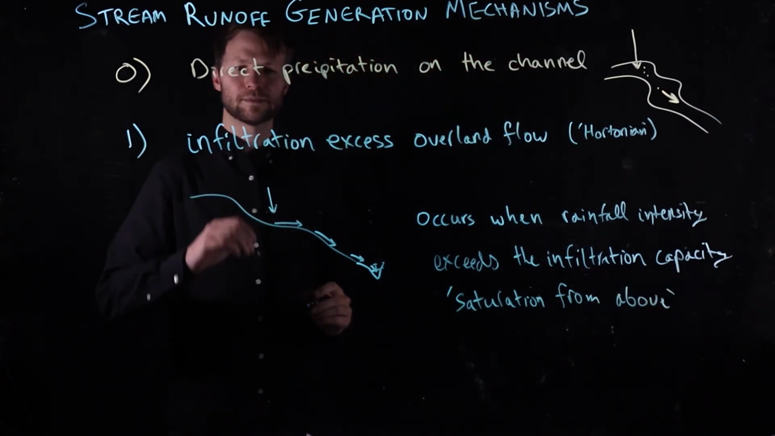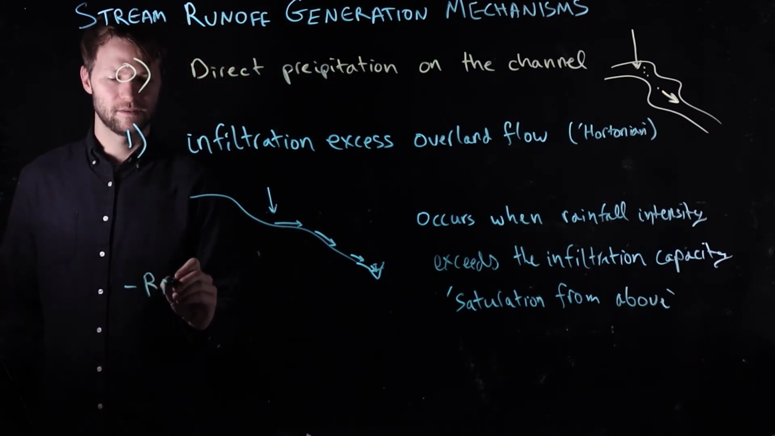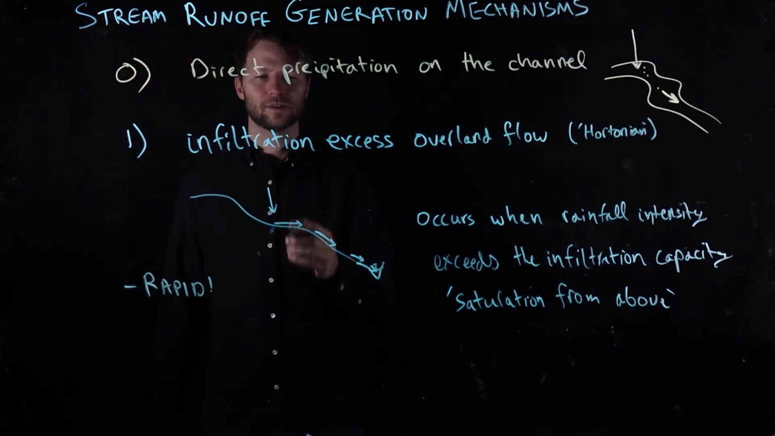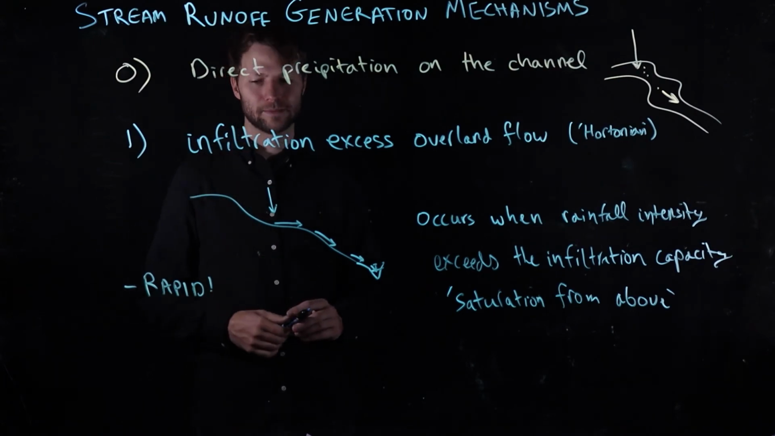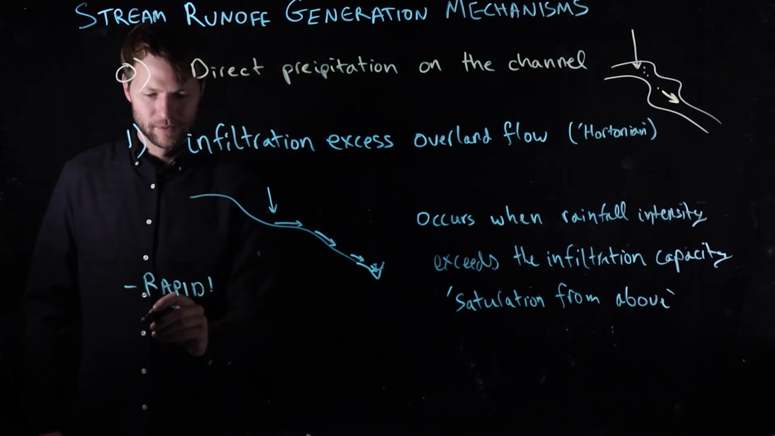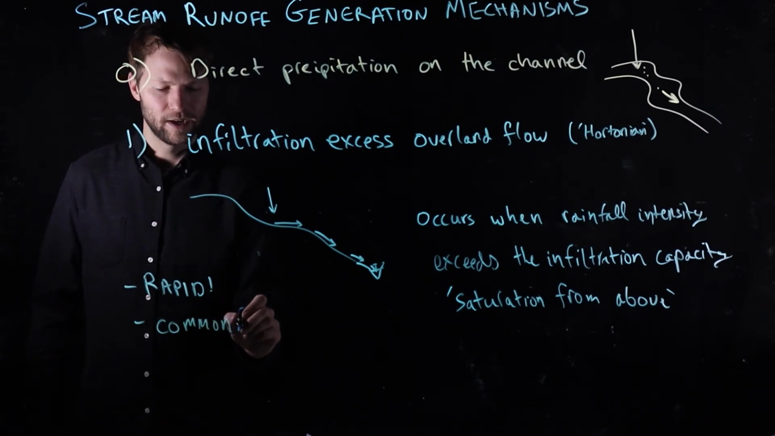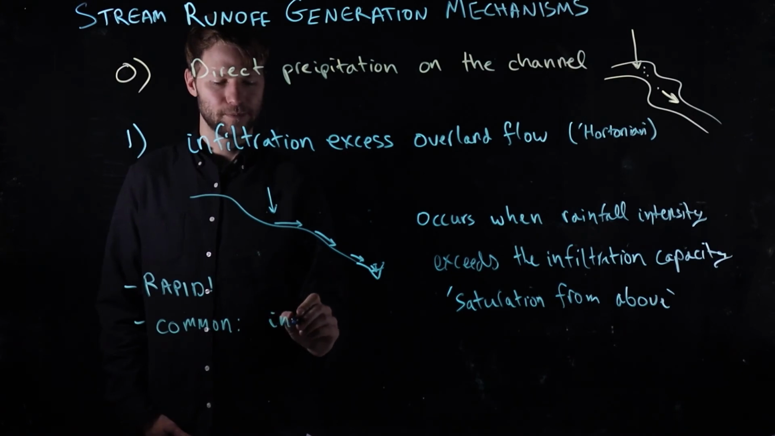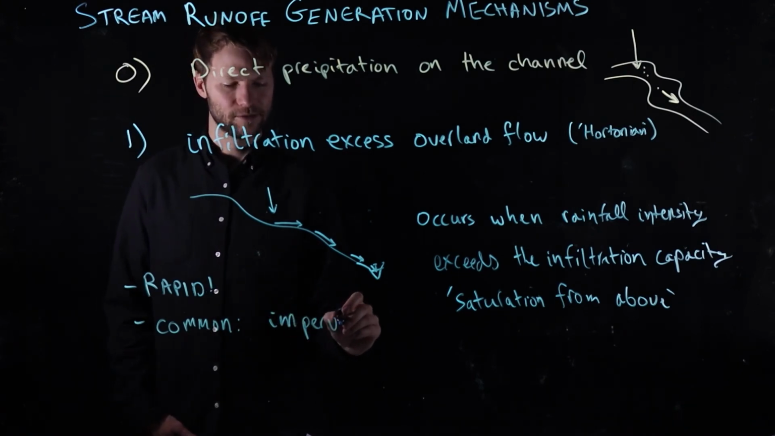Some hallmarks of this particular type of overland flow: it's real fast. It's very rapid. So the response in the stream to a rain event is going to be very fast, second only probably to direct precipitation on the channel. It's common in places where you've got lots of impervious cover. So for example, in an urban environment where there's concrete covering the ground or buildings.